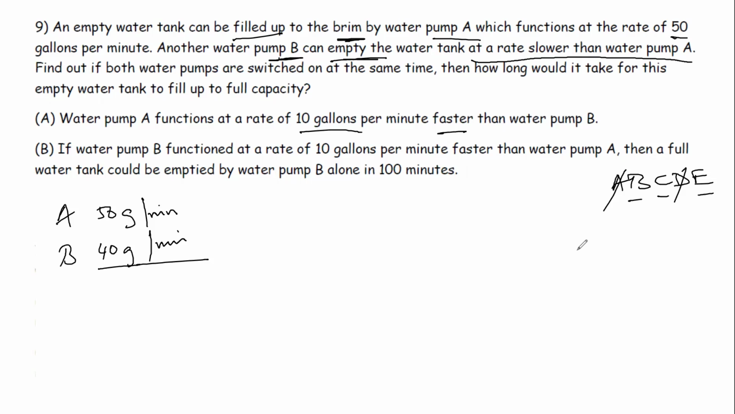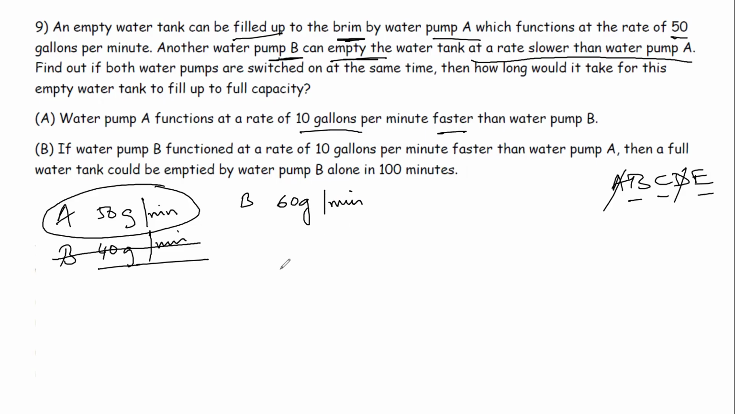Okay. If water pump B functioned at a rate of 10 gallons per minute faster than water pump A, so we know A is 50. This is the only information we have from the question stem. And now remember, we have to avoid this information for the time being, because this is from statement A. Anyway, if water pump B functioned at a rate 10 gallons per minute faster than water pump A, they're saying if it was 10 gallons per minute faster, then it would have been 50 gallons per minute, correct?